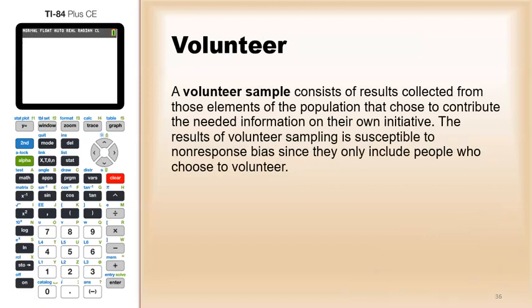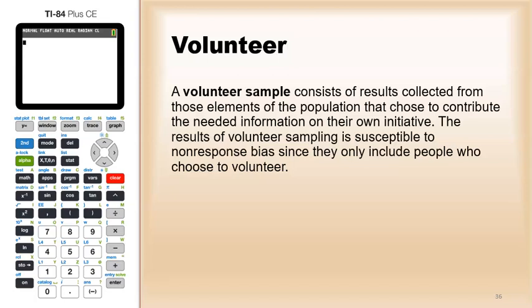Okay. A volunteer sample consists of results collected from those elements of the population that chose to contribute, that need information on their own initiative. The results of volunteer sampling are susceptible to non-response bias since they only include people who choose to volunteer. Now I should mention that in all these sampling methods, there's an element of volunteering. Whatever the method you use, you really can't force someone to respond if they don't want to.